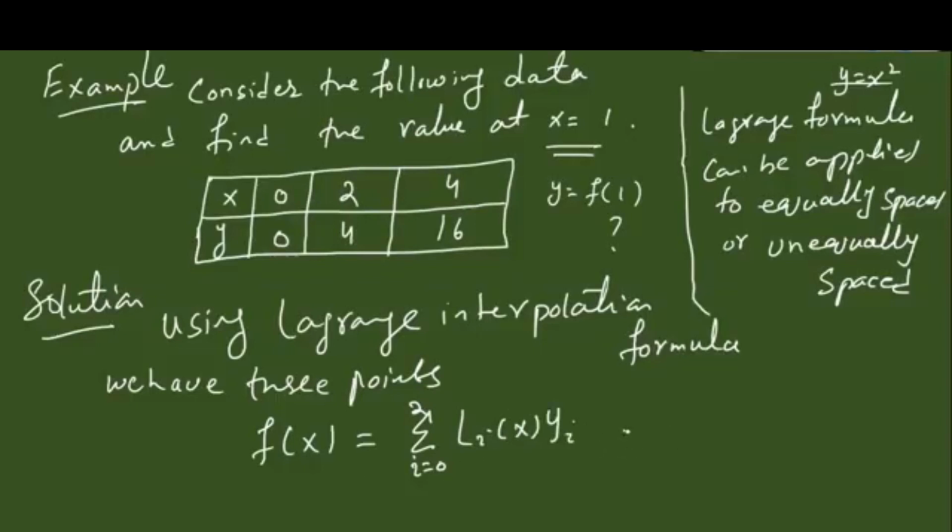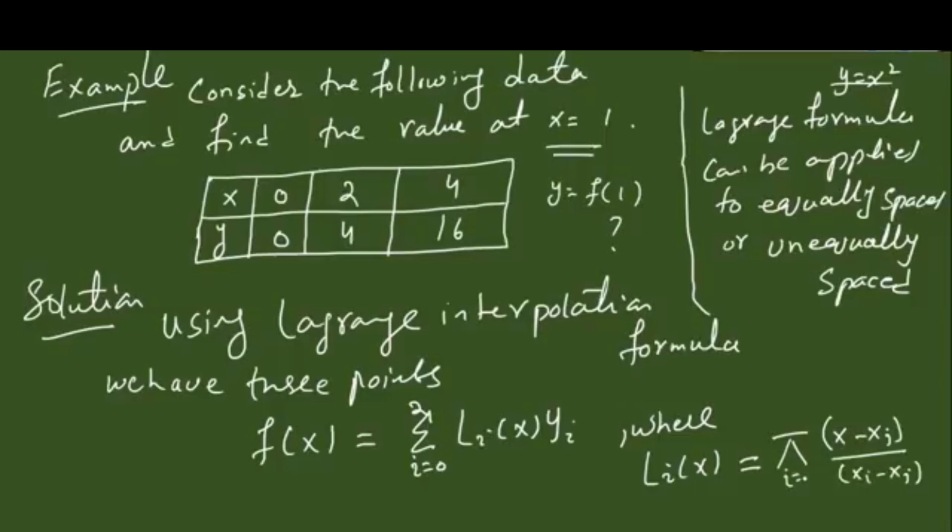And where Li(x), this is interesting, let's see how many of you remember, is defined like this: the product, pi products, of the terms we need to multiply, which terms? These terms, (x minus xj) upon (xi minus xj). This runs over j from 0 to n, provided that j cannot take any value equal to i. So this is the Lagrange formulation. Sorry, here n is 2.